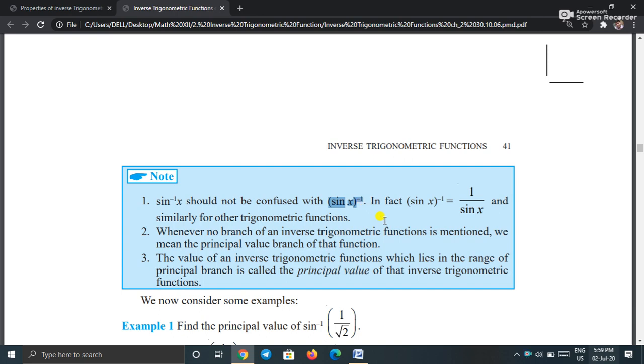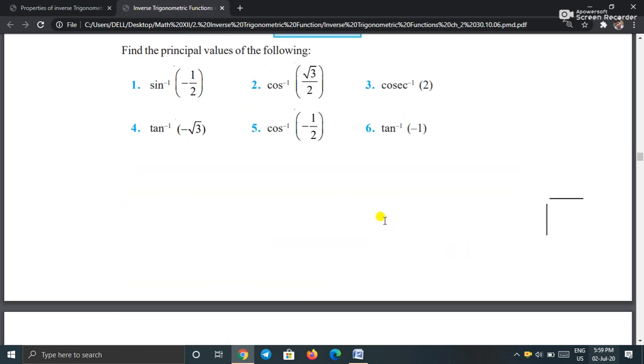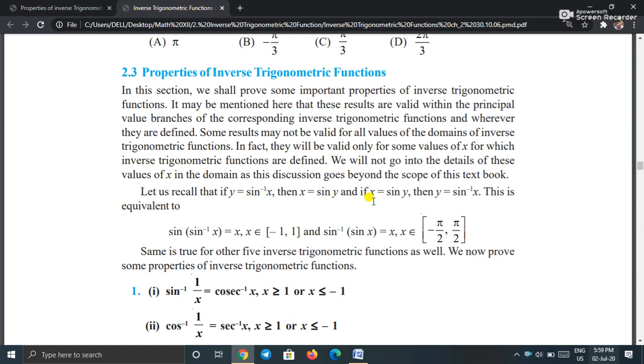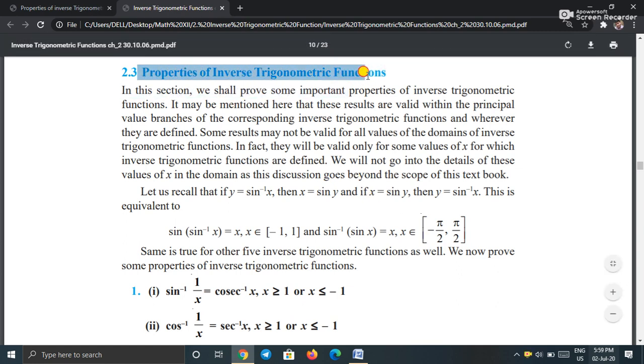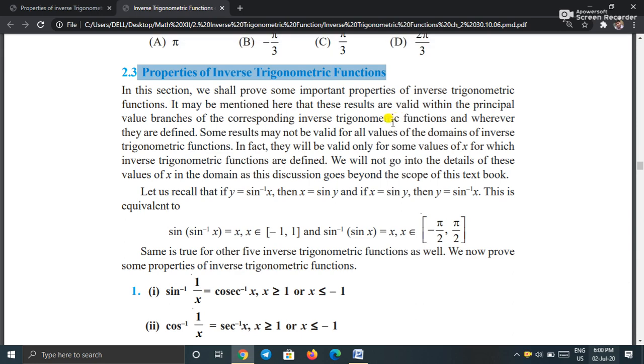Now in this lecture we will discuss some properties of inverse trigonometric functions. In previous classes you have studied some formulae related to circular trigonometric functions. Similarly, there are some other formulae in inverse trigonometric functions. How these formulae look, we will study in this lecture.